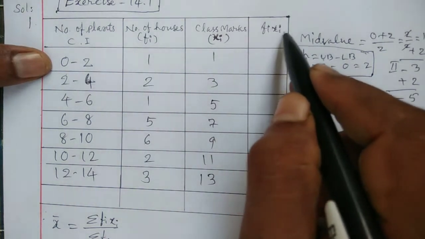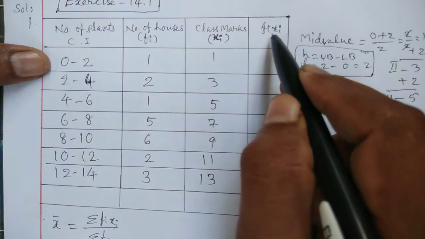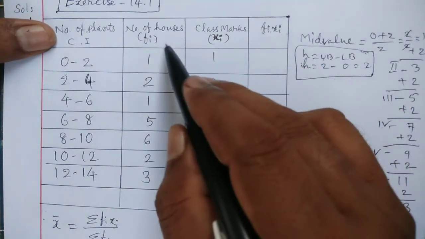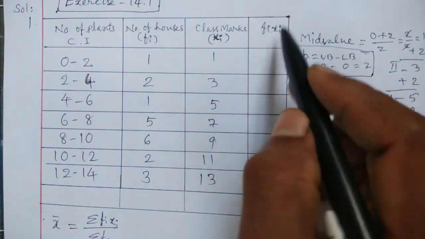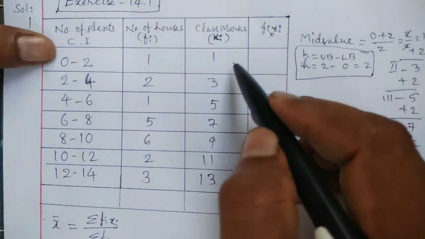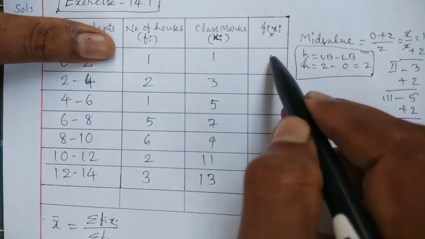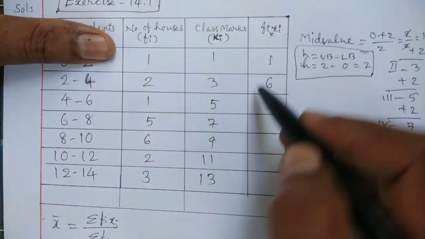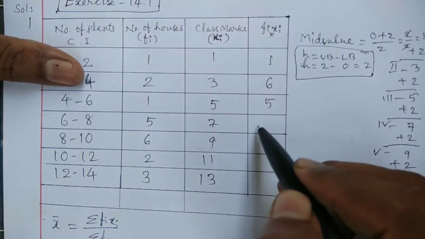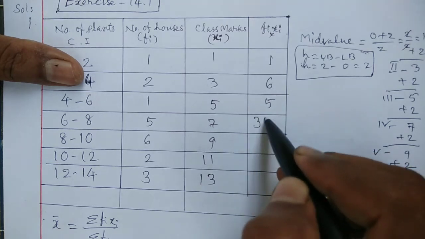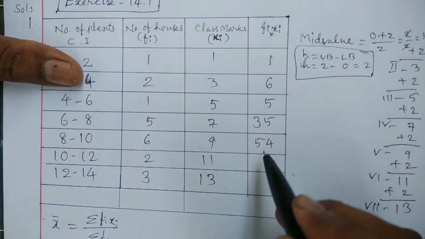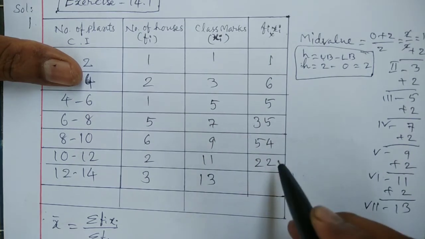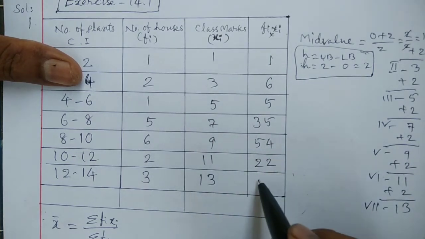Next fixi. Fixi means product of frequencies into mid values. So 1 ones are 1, 2 threes are 6, 1 five is 5, 5 sevens are 35, 6 nines are 54, 2 elevens are 22, 3 thirteens are 39.